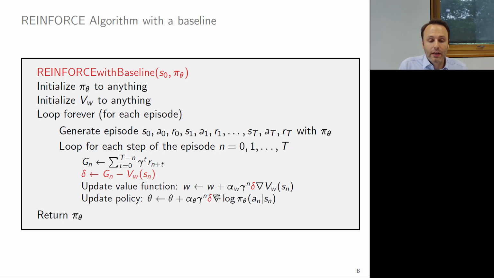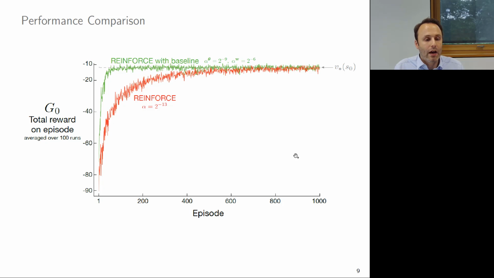And so here we have the gradient of the log of the policy, and we use this delta instead of the Monte Carlo update itself to update our theta parameters of the policy. Now, this really pays off in terms of convergence. So here you see that we converge much more quickly. And here you see the learning rates of the two neural networks.